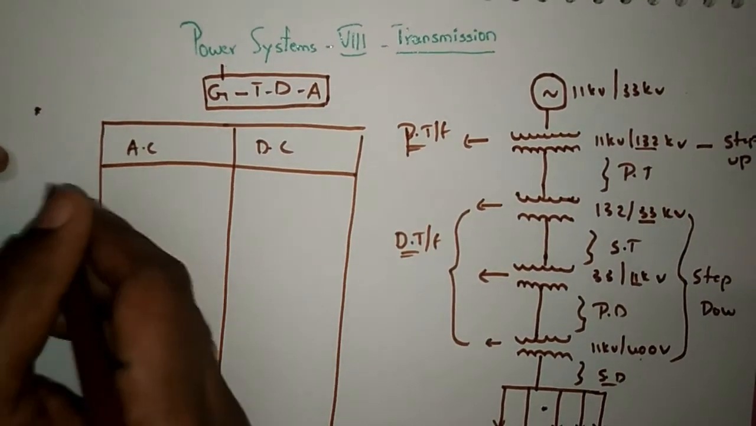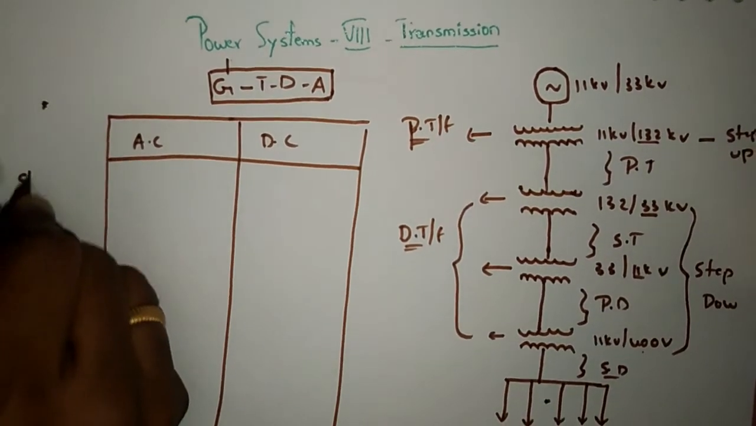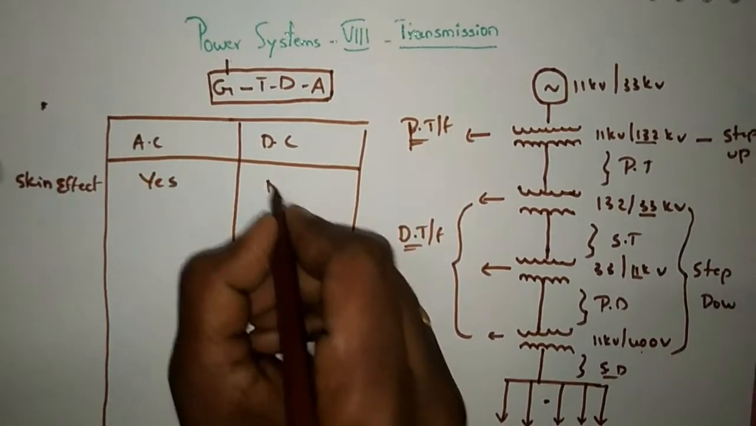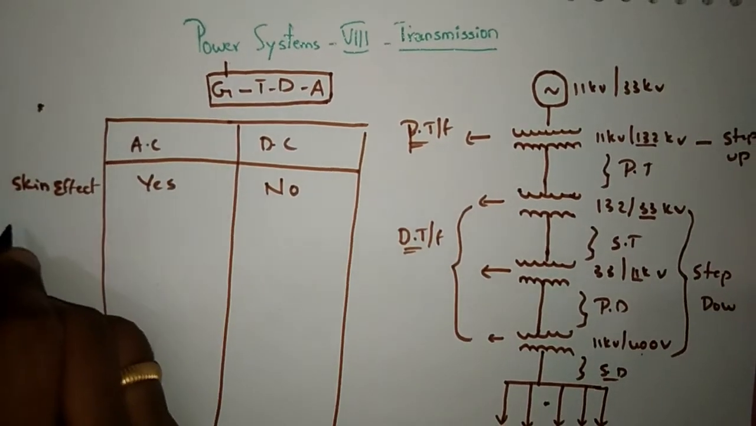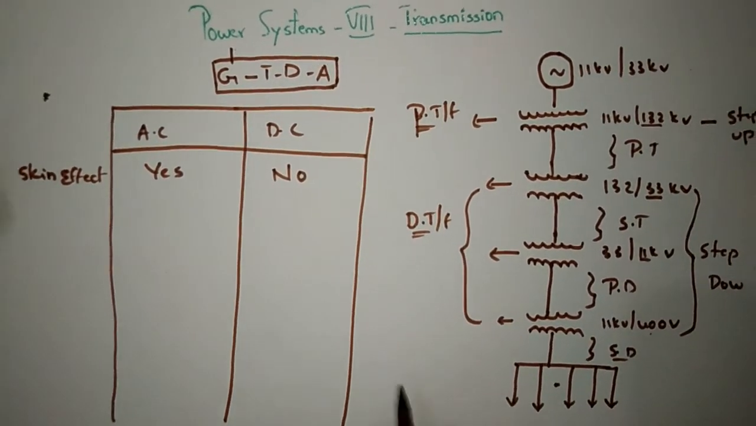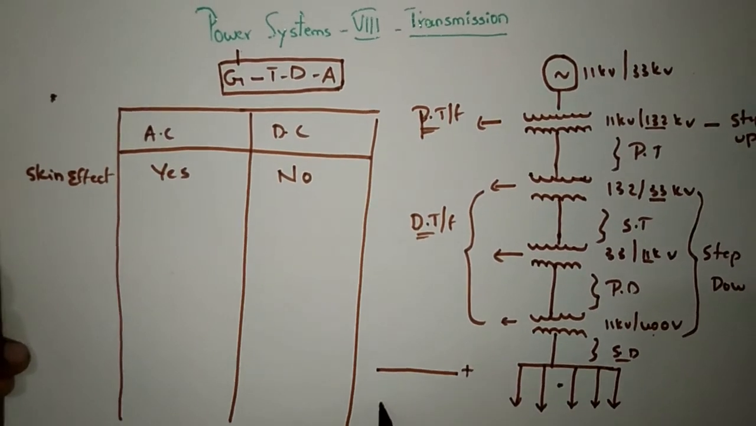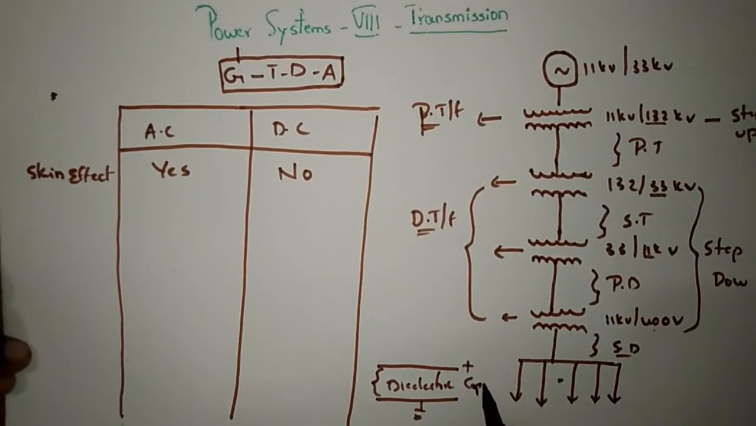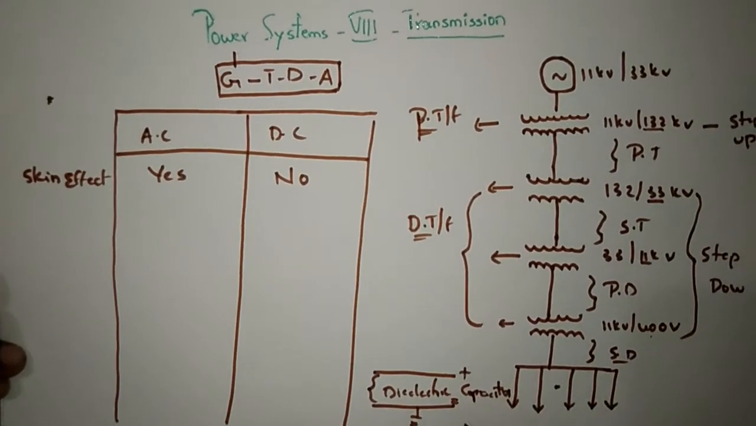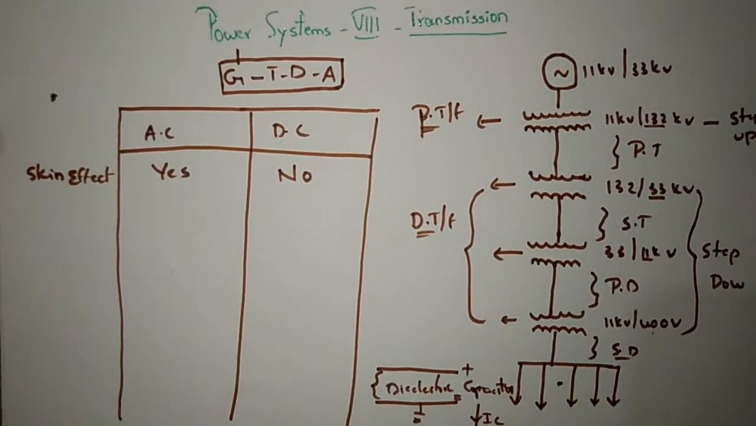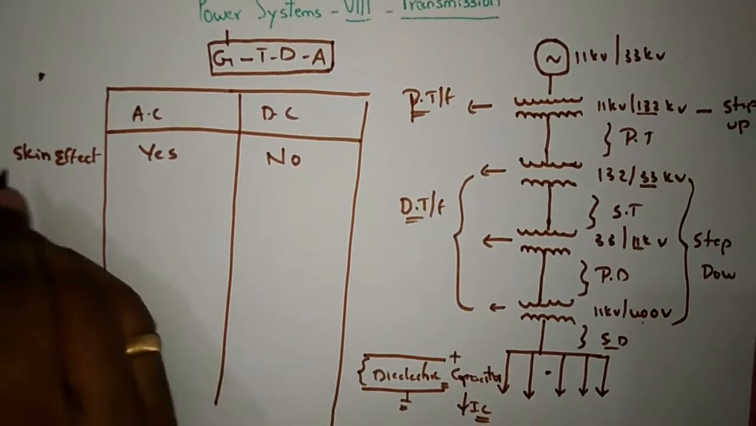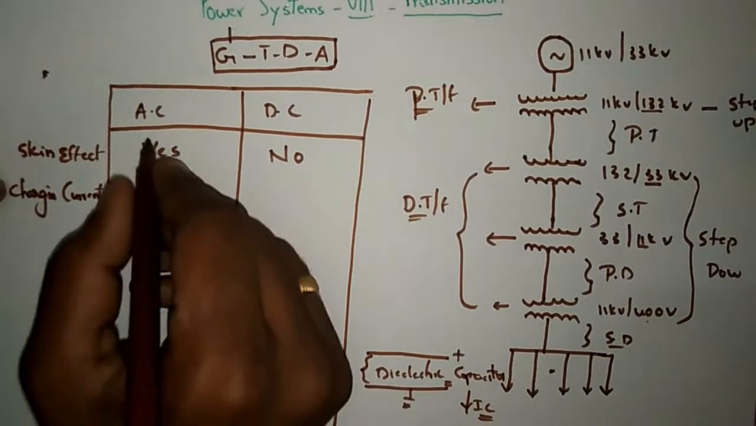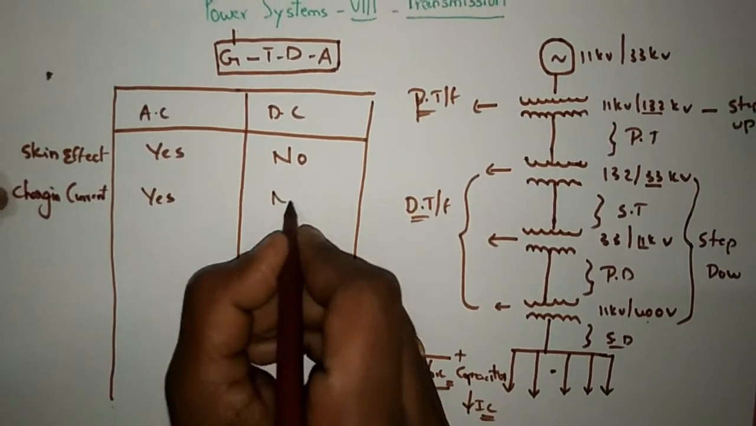So please, I will add some points. Please note it down. Skin effect. Skin effect exists in AC transmission, but no skin effect in DC transmission. Whereas charging current is nothing but, whenever a conductor has some potential with respect to ground, it acts as a dielectric. Dielectric is nothing but a capacitor, right? So a capacitor generally draws some charging current IC. This charging current is known as IC, and it causes some major losses in transmission. So it will exist only in AC. We can't find charging current in DC.